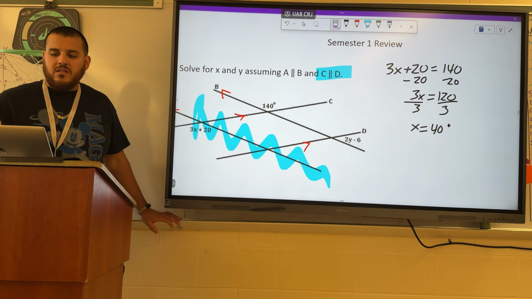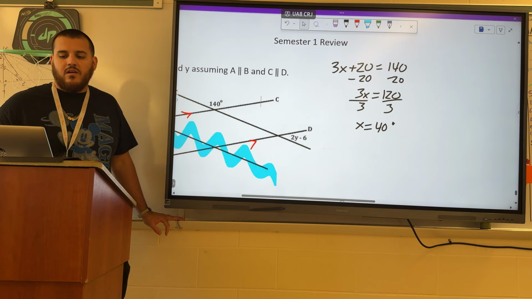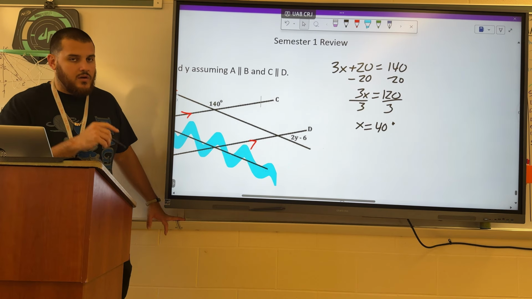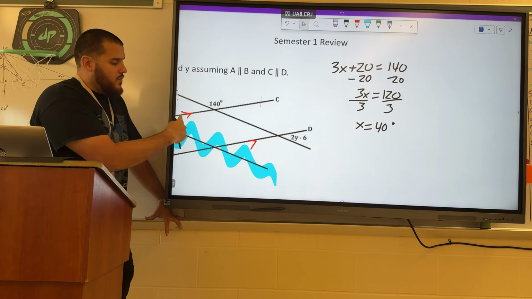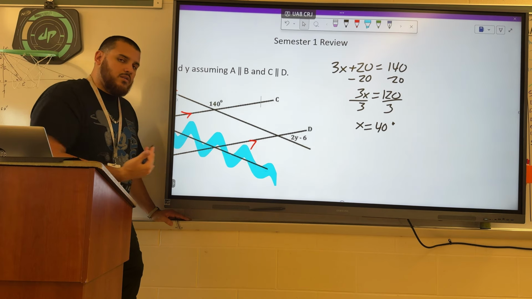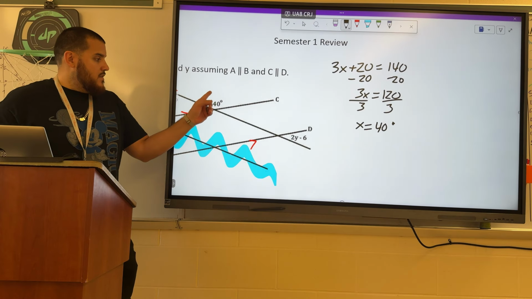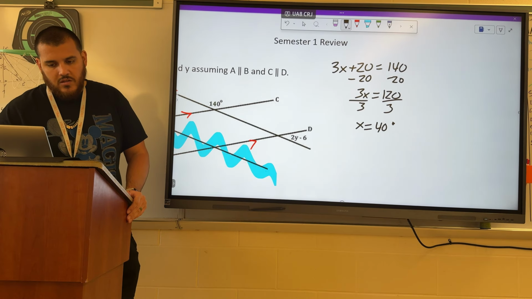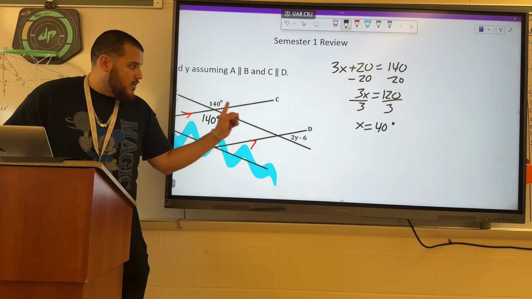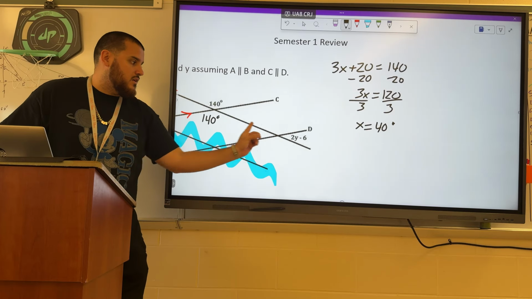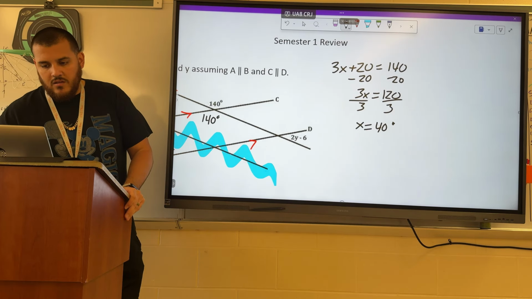The challenge in this one, though, is that I do not have a direct angle pair there between the 140 and the 2y minus 6. However, if I know this is 140 and these lines are parallel, that means I'm going to have other 140s. For example, this angle and this angle are vertical to each other, so this would also be 140 degrees. This angle and this angle are corresponding angles. These are alternate interior angles. Either way, those are congruent.